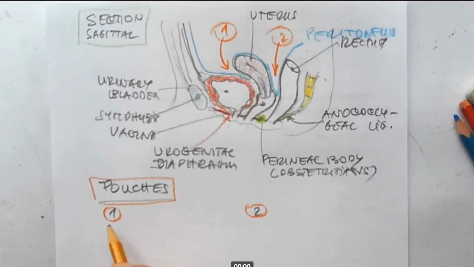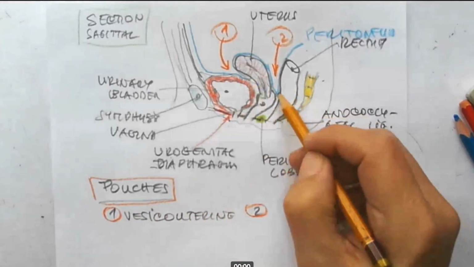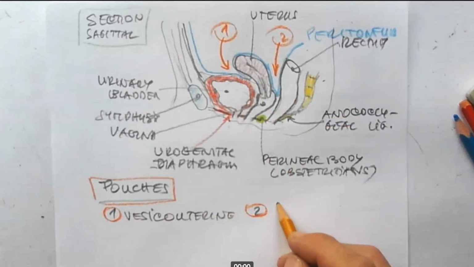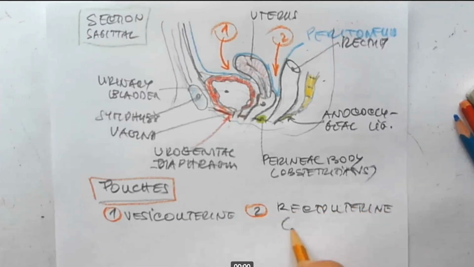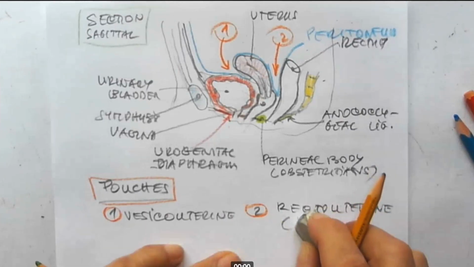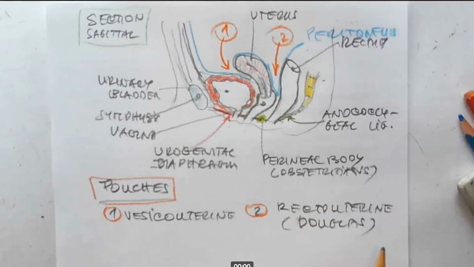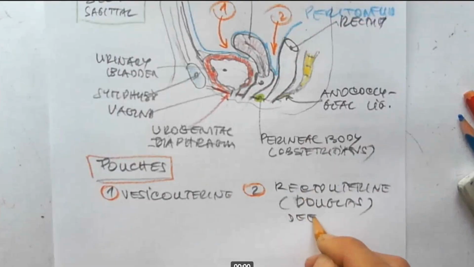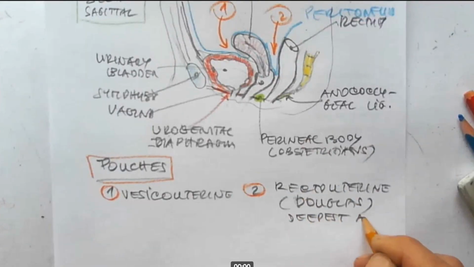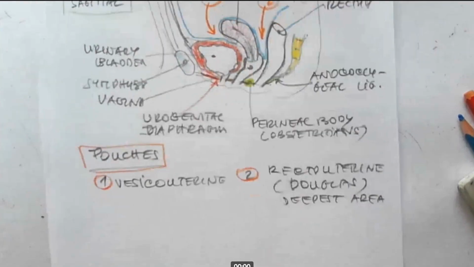The first one is called vesicouterine. It doesn't need any extra text because this is shallower than that one. And the second one is called rectouterine, which is also called the pouch of Douglas. I would use the words pouch of Douglas, which is the deepest area in the whole abdominal cavity, of course, in the standing position.